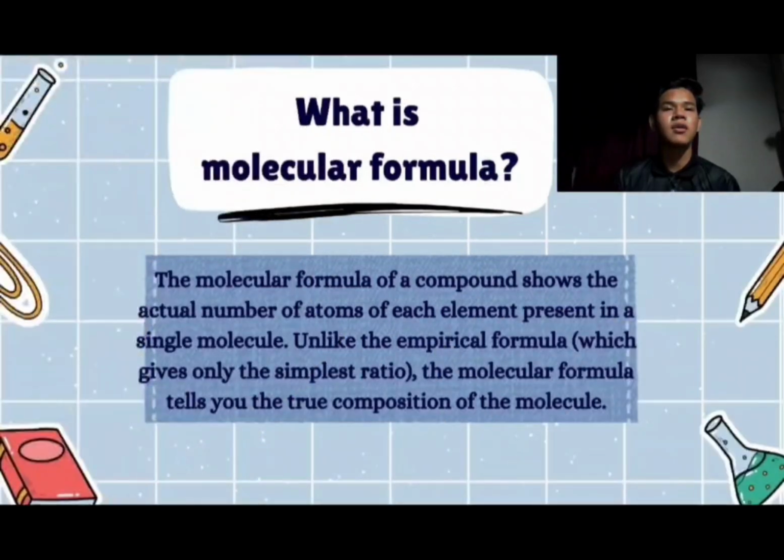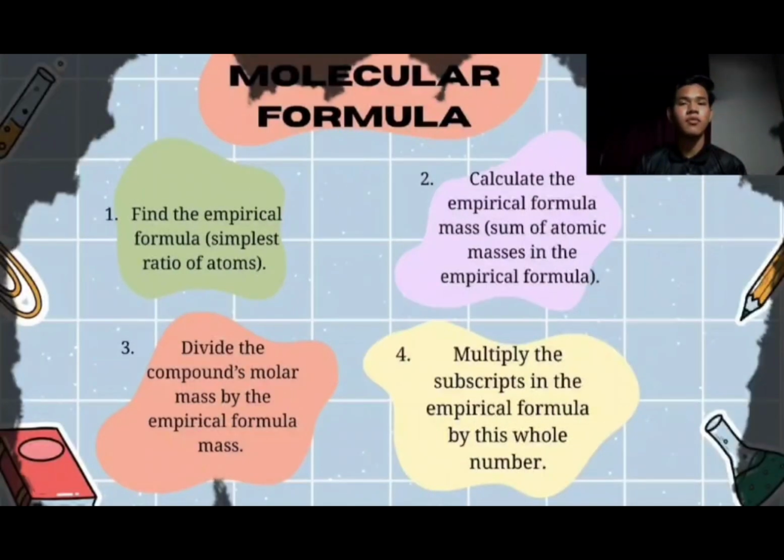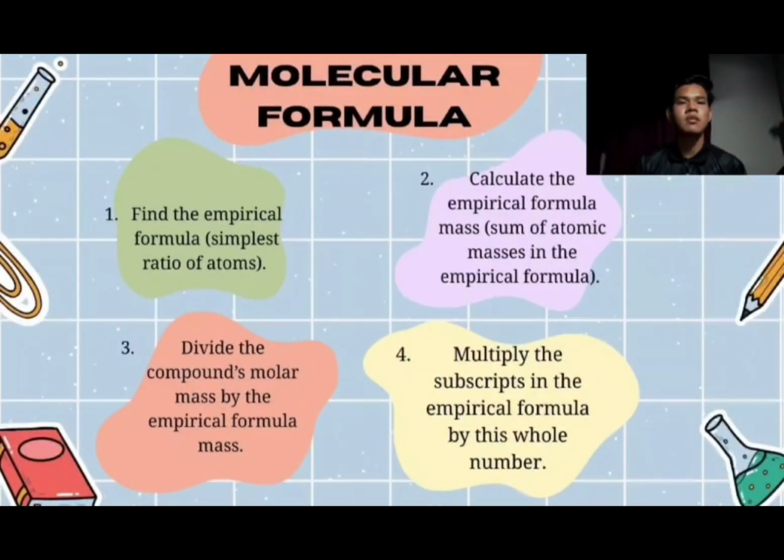Molecular formula. So, what is the molecular formula? The molecular formula of a compound shows the actual number of atoms of each element present in a single molecule. Unlike the empirical formula, which gives only the simple ratio, the molecular formula tells you the true composition of the molecule. First step, we need to find the empirical formula, the simplest ratio of atoms. Second, we need to calculate the empirical formula mass, the sum of atomic masses in the empirical formula. Third, divide the compound's molar mass by the empirical formula mass. And last step, multiply the subscripts in the empirical formula by this whole number.